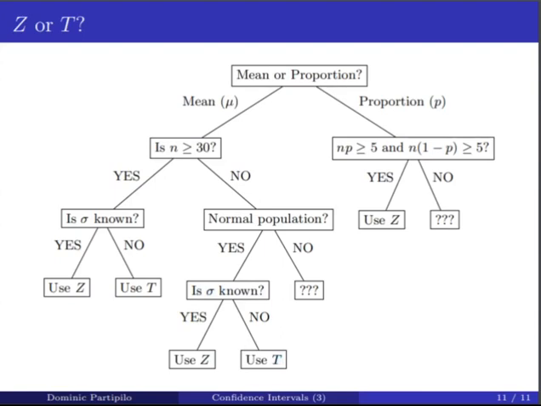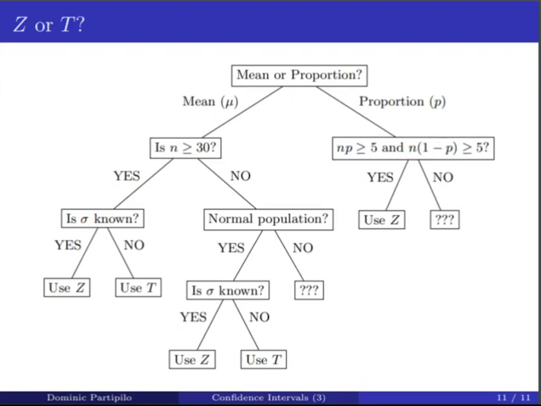So I know this is a lot, but really what it comes down to is, do we know the population standard deviation? And if we do know the population standard deviation, then we're going to use Z. And if we don't know the population standard deviation, then we're going to use t. Now, the other stuff here is just checking for normality. Is n greater than or equal to 30? Do we have a normal population? Is np greater than or equal to 5? Is n times 1 minus p greater than or equal to 5? All these are just normality checking.